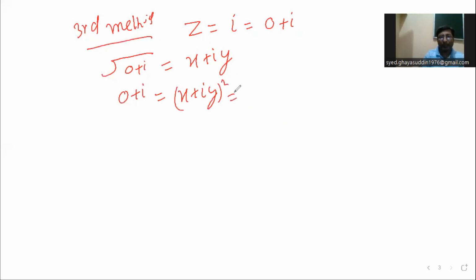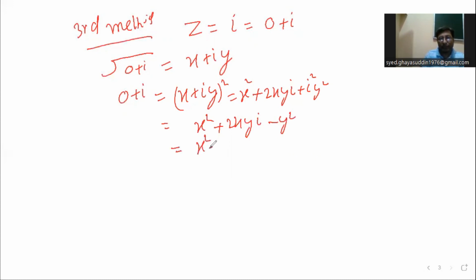You know a plus b whole square, that is a square plus 2ab plus b square. So x square plus 2 into x into iota y, so we will get 2xy iota plus iota square y square. Right. So again, this is equal to x square plus 2xy iota, and iota square is minus 1. So this is x square minus y square plus 2xy iota, and this is 0 plus iota.